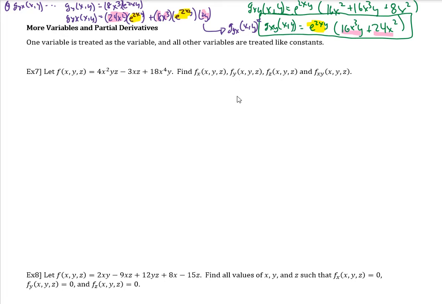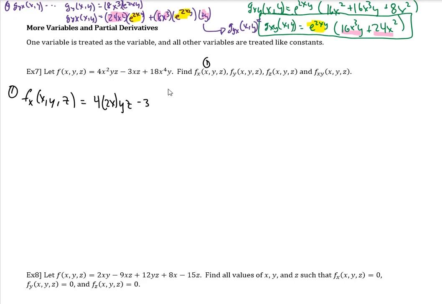I'm going to do this one first here. This is the derivative with respect to x, so x is our variable. So we have f sub x of x, y, z equal to, looking at this first term, the derivative of, let's just write the constant, there's 4. X squared's derivative is 2x, and then y and z are just constants that are attached. There we go.